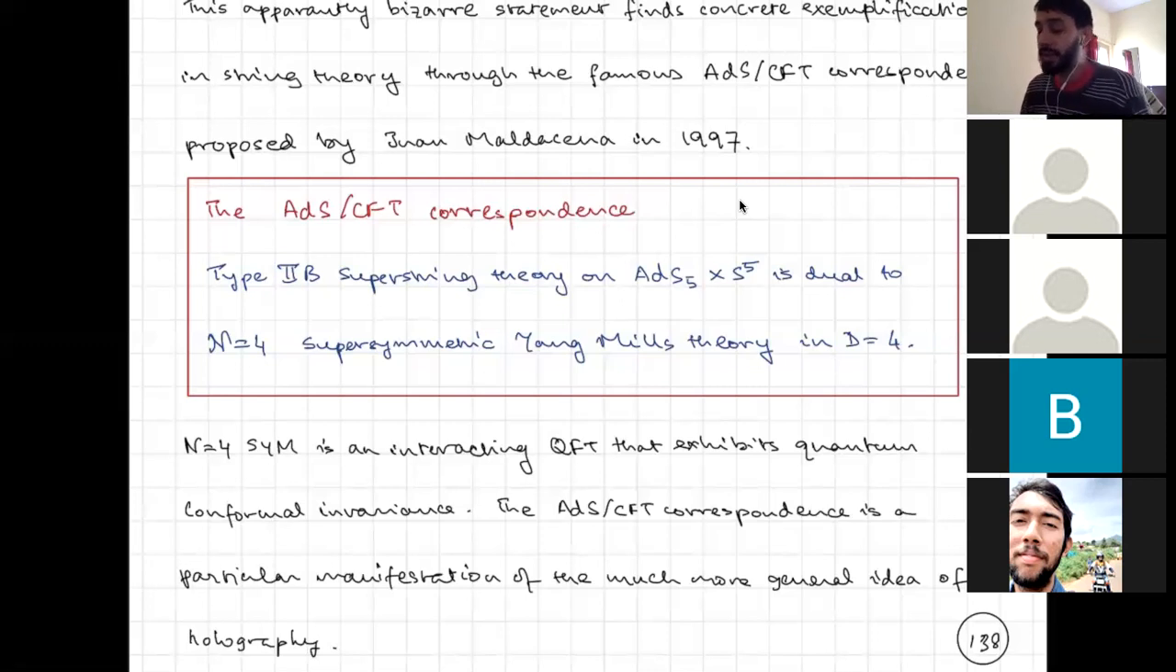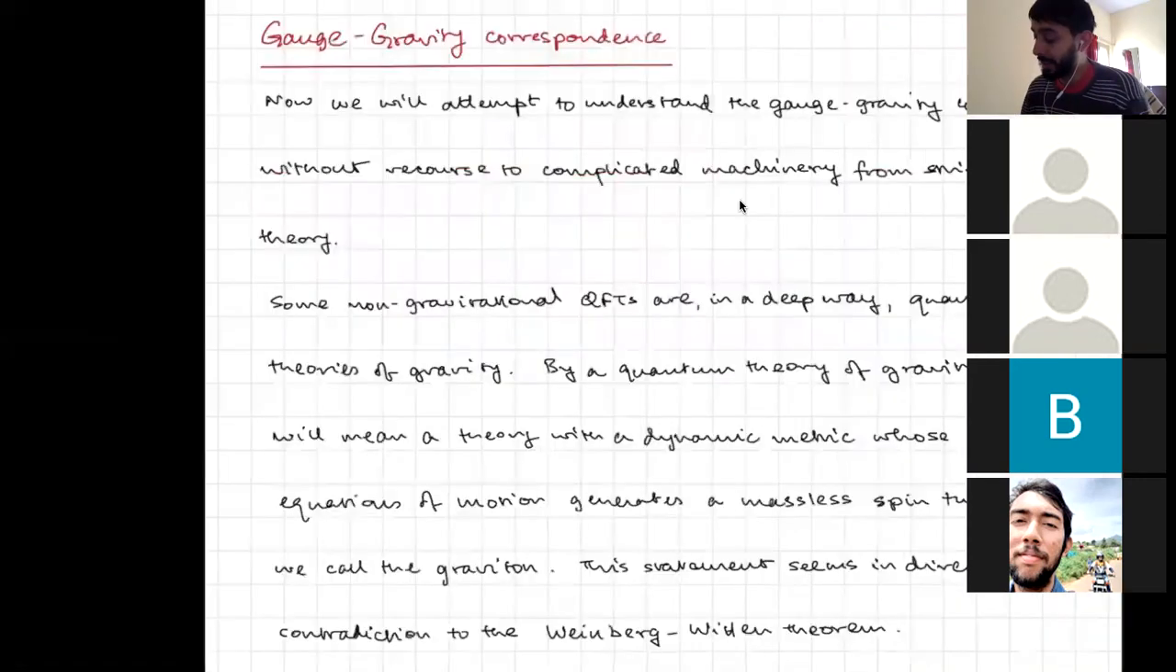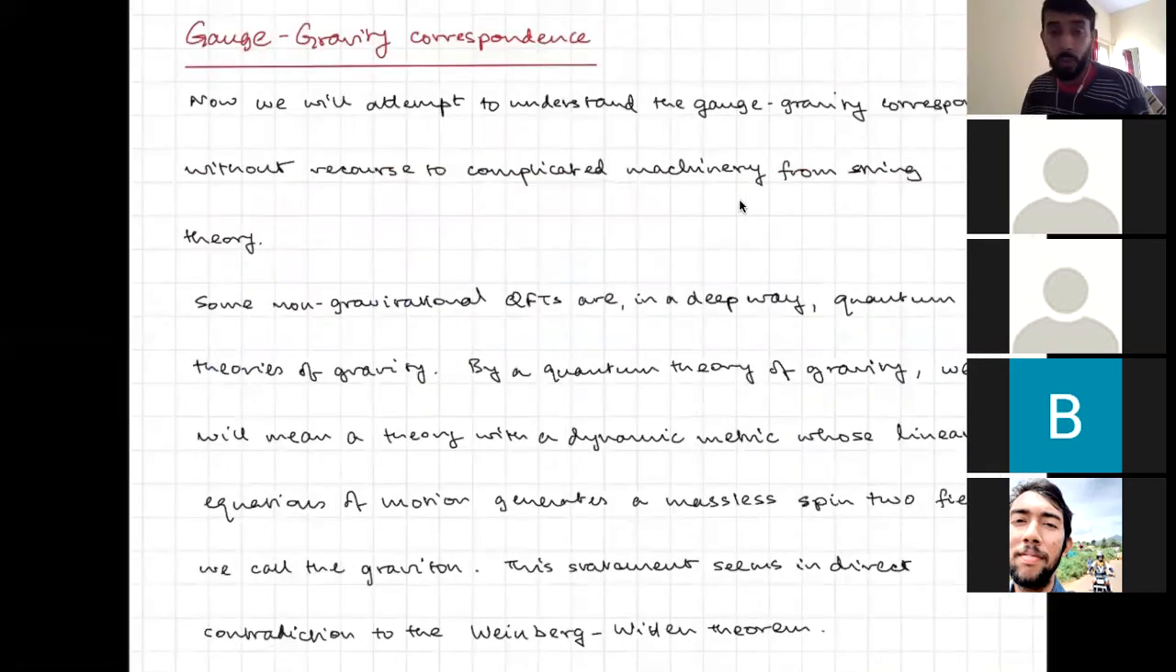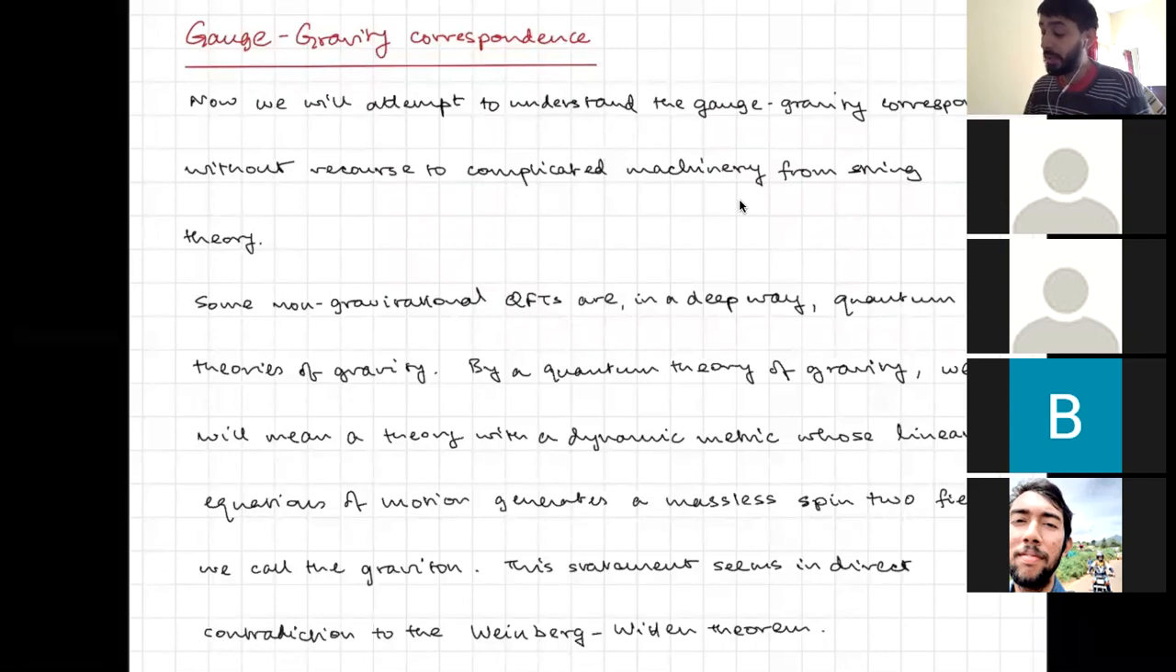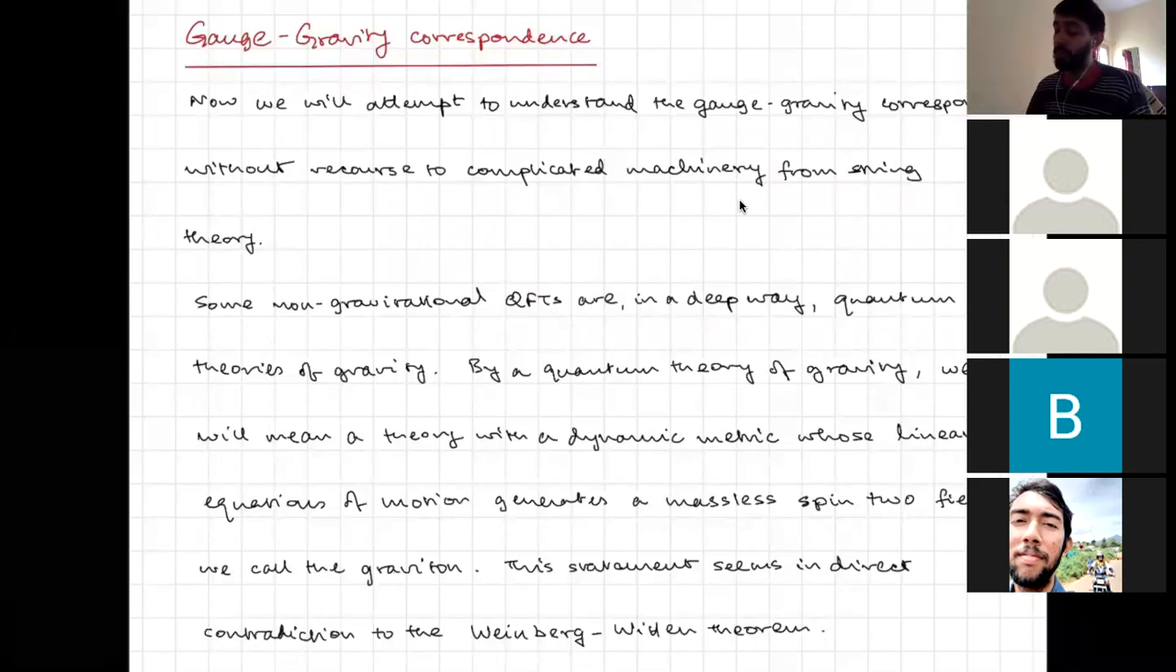Okay. So these are words that some of you may have heard before, but let's try and make this a little clearer. What we will do now is try to understand this sort of gauge-gravity duality without recourse to very complicated machinery from string theory. Okay, so there are some statements out here. Let me try to clarify. Try to say them, and then obviously we will not be doing a very thorough job of this, but anyway, let's see how far we can go.